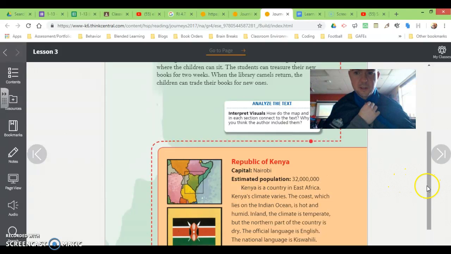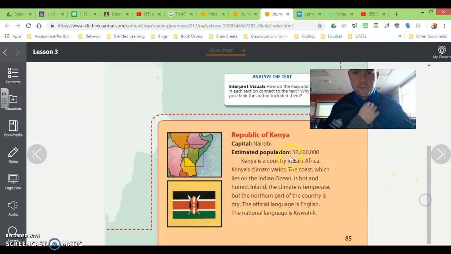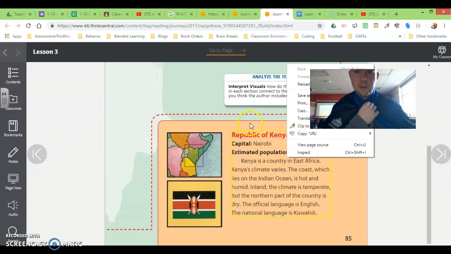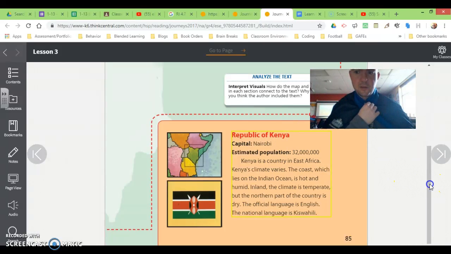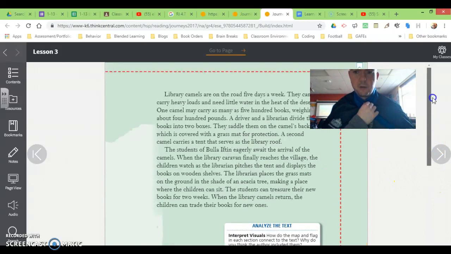So when I look at this sidebar on the Republic of Kenya, I know its capital is Nairobi, I know its estimated population is 32 million, and I know it's a country in East Africa. Its climate varies. The coast, which lies on the Indian Ocean, is hot and humid. Inland, the climate is temperate, but the northern part of the country is dry. The official language is English. The national language is Kiswahili, however you say that. So this is some information that was not in the main text when we read about this.